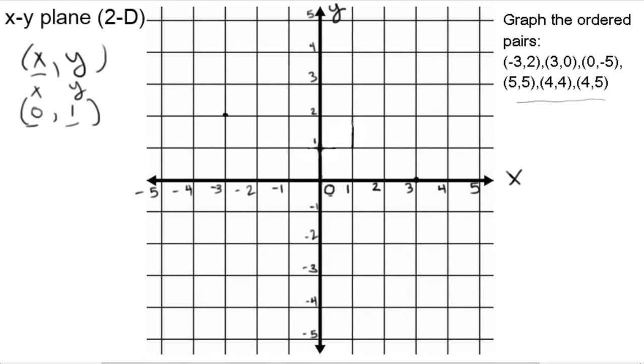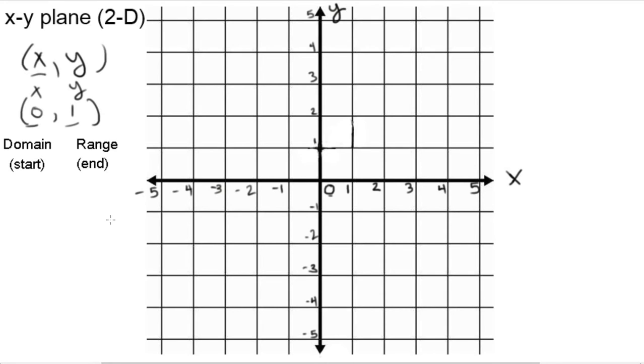0, 5: x is 0 here, and negative 5 is down here, right on the axis. So when one of them is 0, you'll see it's on this xy axis, right on the line. And I have 5, 5. So I'm coming out here x to 5, and I go up 5 right here. And 4, 4 out here on 4x, 4y, and 4, 5 here.